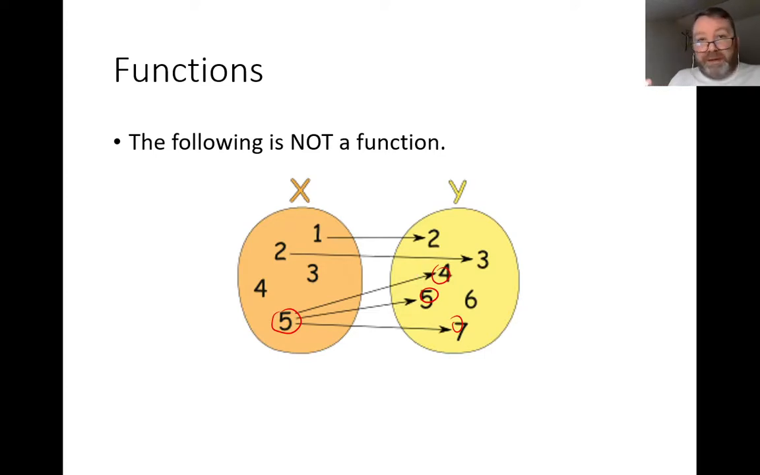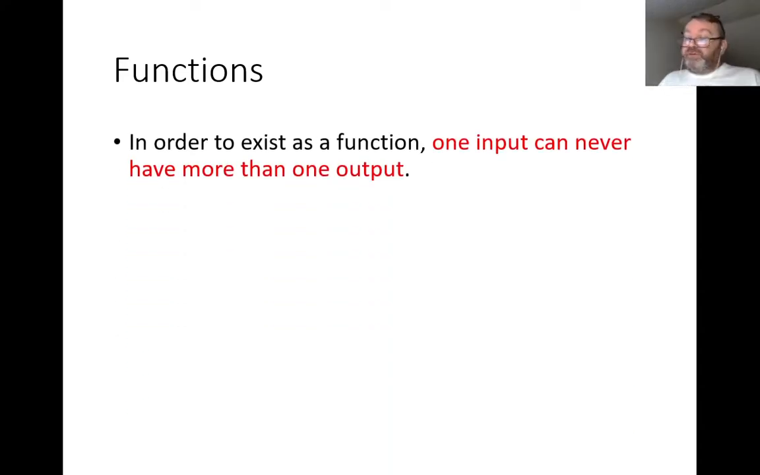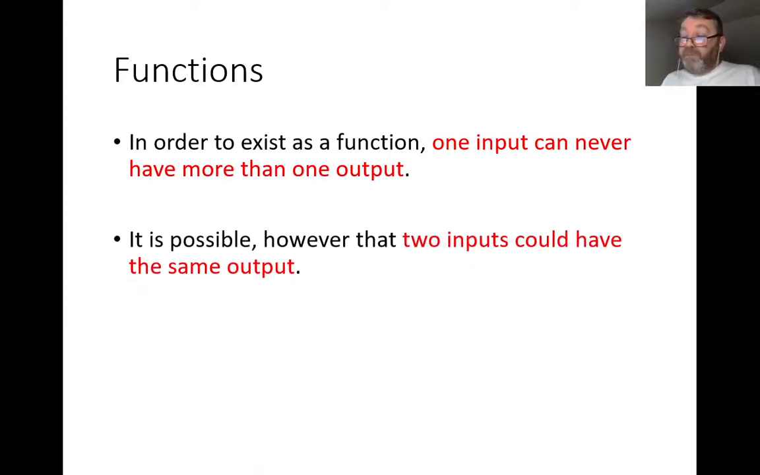So it's okay for me to have two input values linked to the same output, but it is never okay for one input to be linked to more than one output. Okay, so keep that in your mind as we're going forward, because it's going to help us to distinguish very quickly as to what is a function in maths and what is not a function. Okay, in order to exist as a function, one input can never have more than one output. So for every number you feed into this machine, it's going to spit out a unique solution, right? That's the key thing. It is possible, however, that two inputs could have the same output.